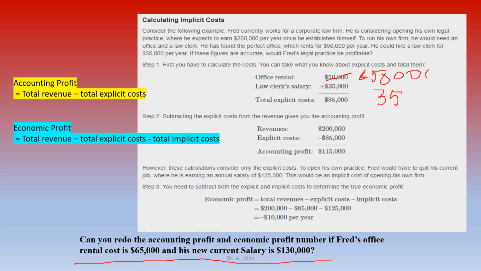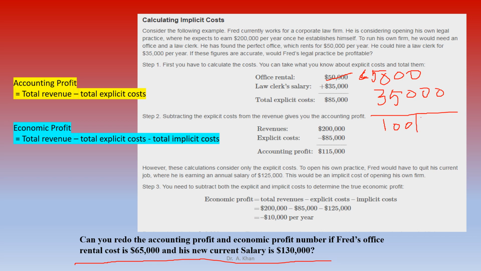Let's say the part-time legal assistant continues to earn $35,000. And then what happens here? If we redo those numbers, right? 65K and 35K is 100K, right? So the explicit cost is now 100K.